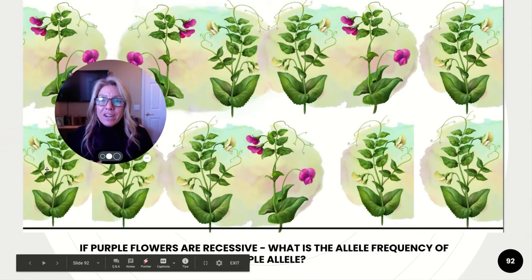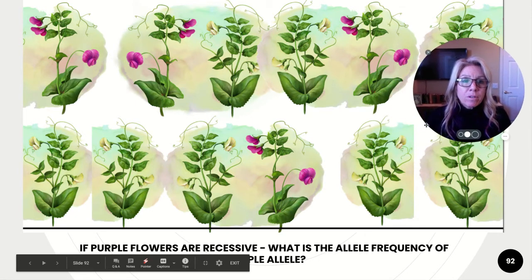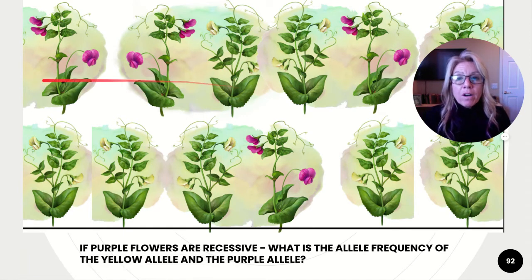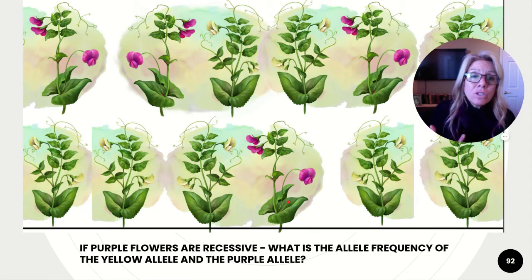Let's give another scenario. Okay, so in this case, if purple flowers are recessive, what is the allele frequency in this population? Well, if you count all these up, I believe I have 12 flowers here. 1, 2, 3, 4, 5, 6, 7, 8, 9, 10, 11, 12. How many of these 12 flowers are purple? Well, 1, 2, 3, 4. So 4 of the 12 are showing the recessive trait. And that's what I have to use.